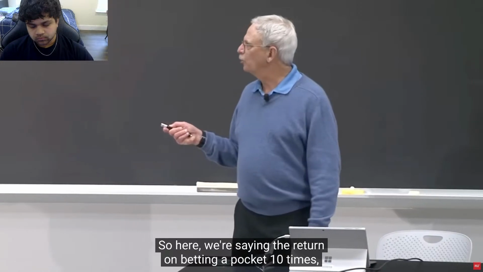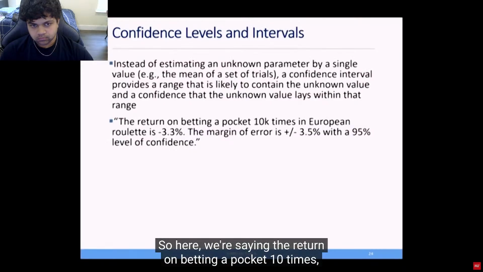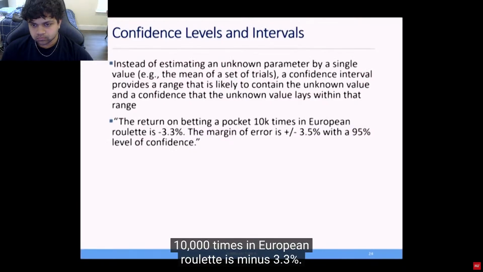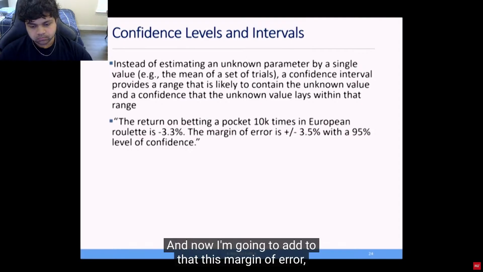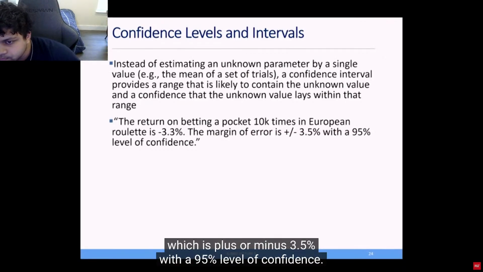So here we're saying the return on betting a pocket 10,000 times in European roulette is -3.3%. I think that was the number we just saw. And now I'm going to add to that this margin of error, which is plus or minus 3.5% with a 95% level of confidence.